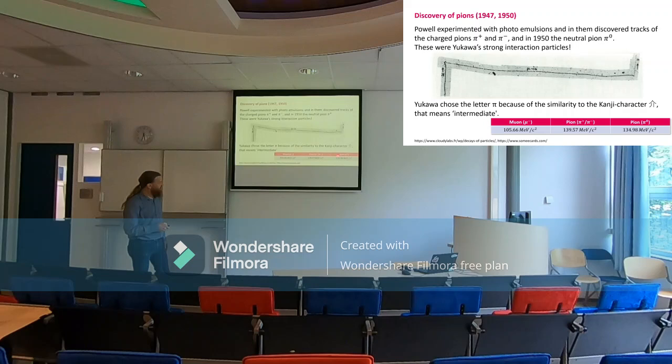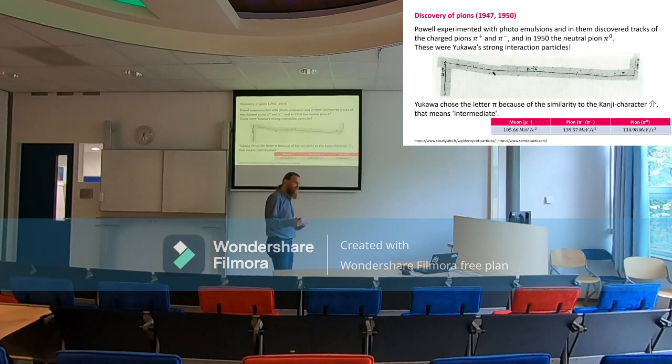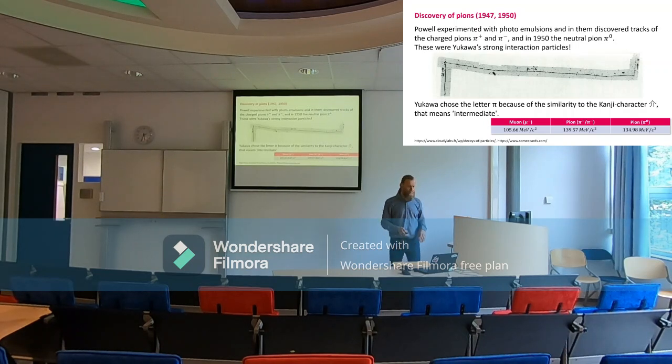Now we have the masses here, slightly higher than the muon, and Yukawa chose this letter because of the similarity to the symbol for intermediate in simplified Japanese, the kanji character. It looks like a pi, right? So that's why they're called pions.